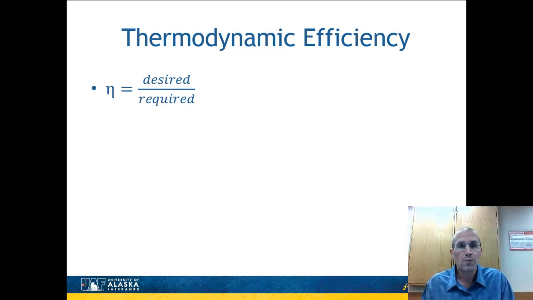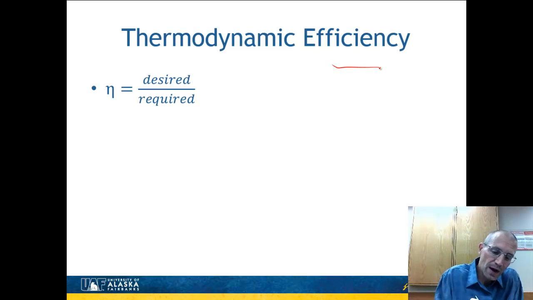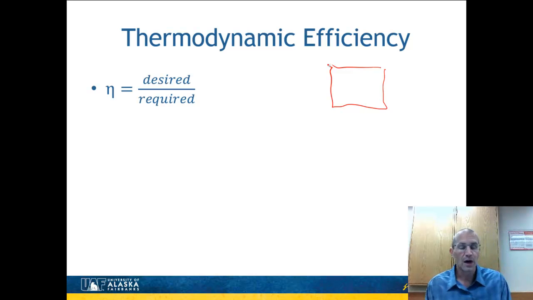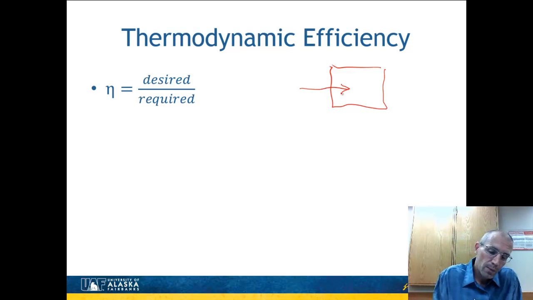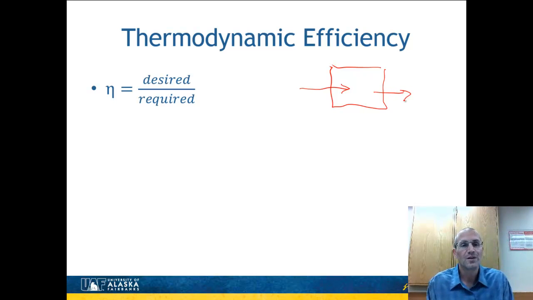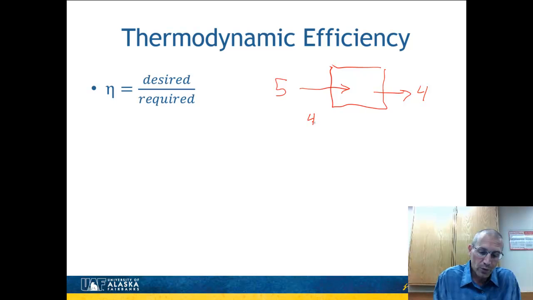All right, let's go ahead and move on and talk about thermodynamic efficiency. I like to define thermodynamic efficiency as the ratio of what's desired over what is required. So if I have some thermodynamic system and I talk about the efficiency of it, something may go in that's required, and then what comes out would be what is desired. For example, if I put 5 units of energy in, and I only get 4 units of energy out, desired over required would be 4 over 5, or 0.8. I would call that 80% efficiency.